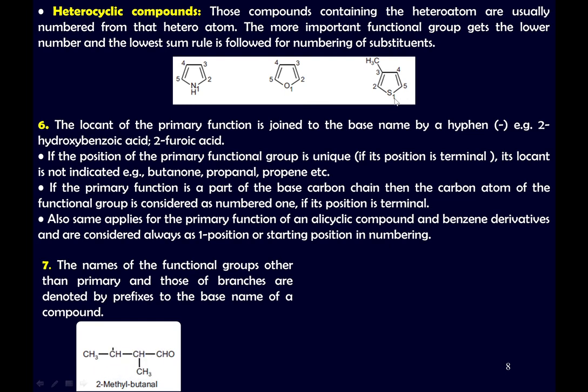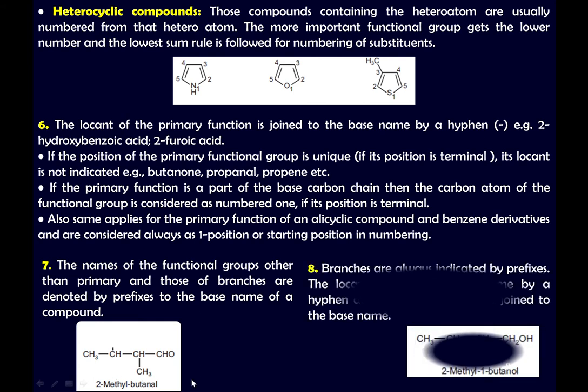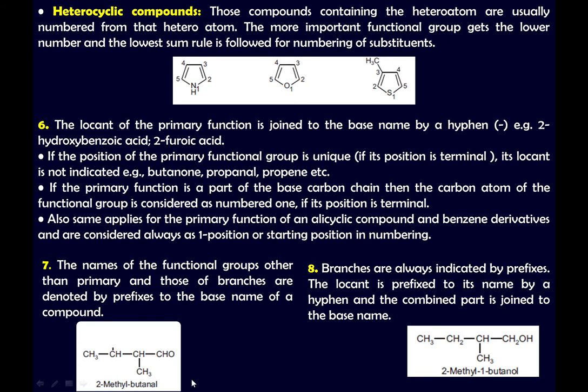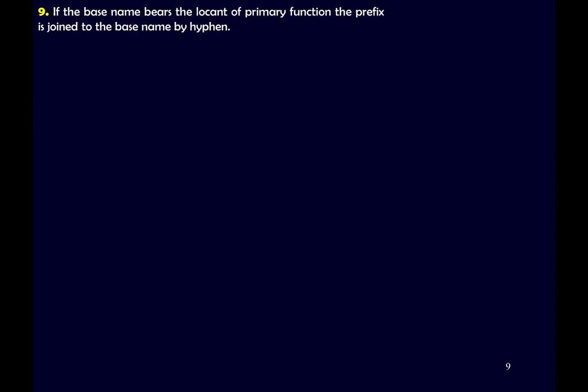like 2-methyl butanol. Now, as we discussed, we don't call it butanol or 2-methyl butanol. Branches are always indicated by prefixes, and the locant is prefixed to the name by a hyphen, and the combined part is joined to a base name. So 2-methyl butanol, though I have called it 1-butanol, we should just call it 2-methyl butanol in one word. If the base name bears the locant of primary function, the prefix is joined to the base name by hyphen, which we have already seen.